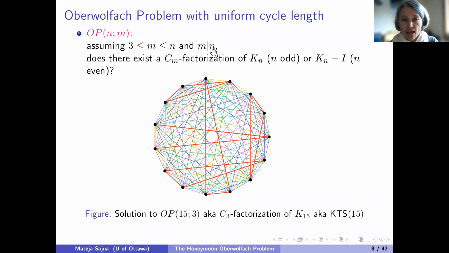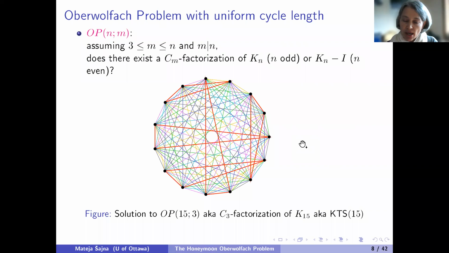So assuming that m divides n, which is an obvious necessary condition, does there exist a C_m factorization of the complete graph or complete graph minus a one factor? And here's a solution to OP 15 semicolon 3, also called a Kirkman triple system.